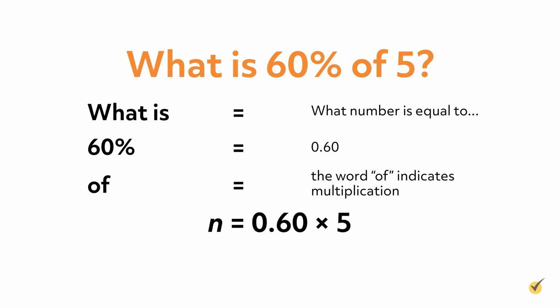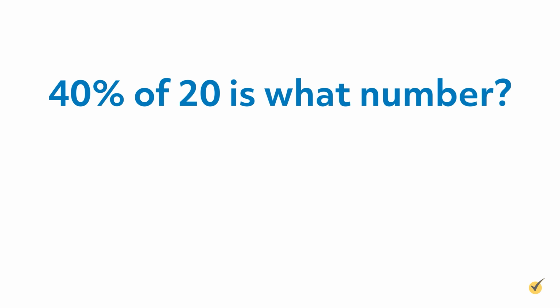From here, solve the equation for n. 0.60 times 5 equals 3, so n equals 3. Therefore, 60% of 5 is 3. Now it's your turn. Consider the following percentage problem. 40% of 20 is what number? Pause the video here, convert the written equation into an algebraic equation, and solve.